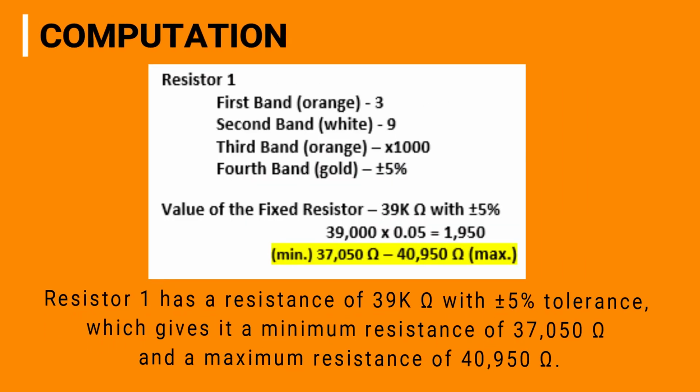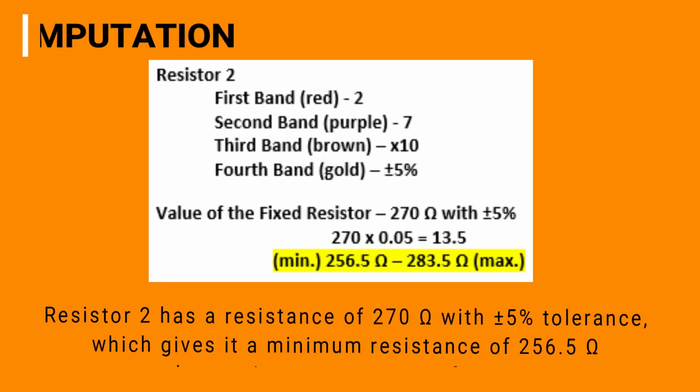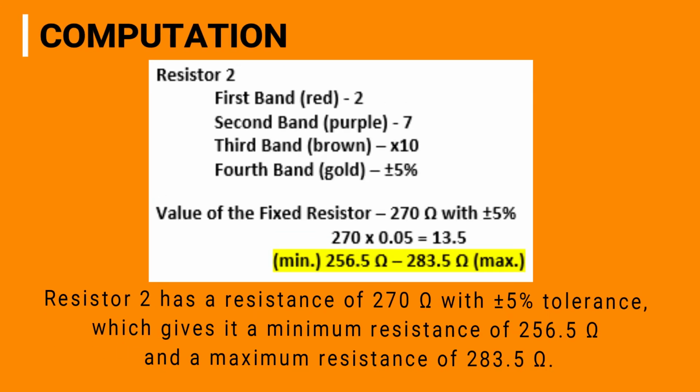Resistor 1 has a resistance of 39,000 ohm with 5% tolerance, which gives it a minimum resistance of 37,050 ohm and a maximum resistance of 40,950 ohm. Resistor 2 has a resistance of 270 ohm with 5% tolerance, which gives it a minimum resistance of 256.5 ohm and a maximum resistance of 283.5 ohm.